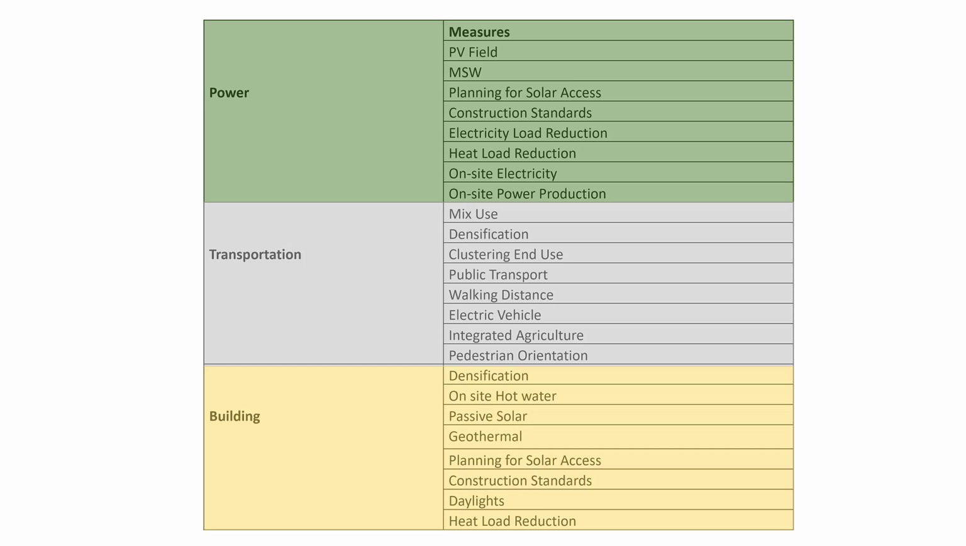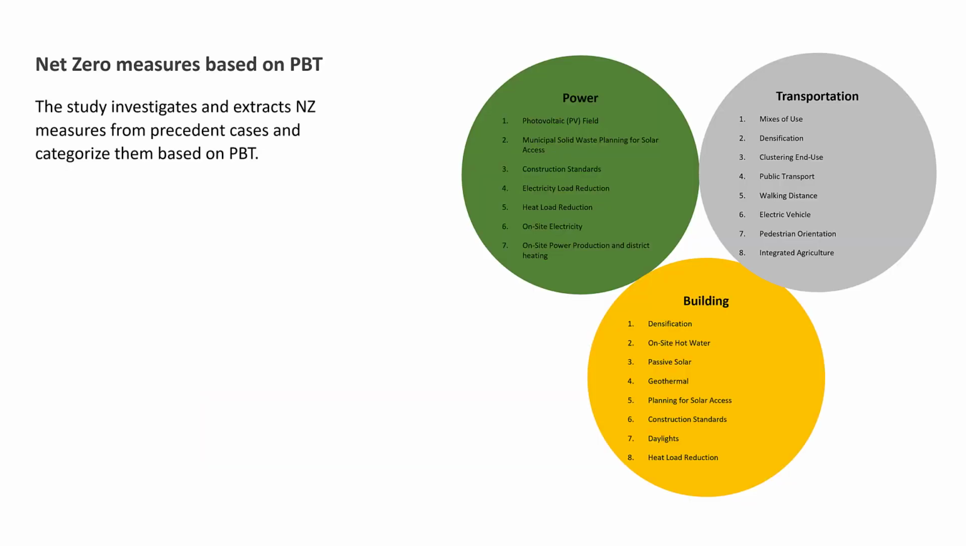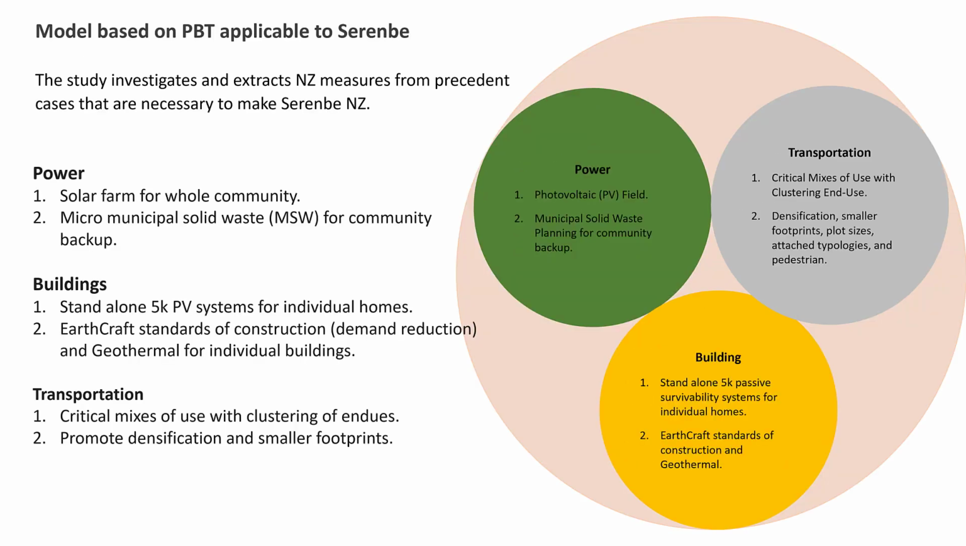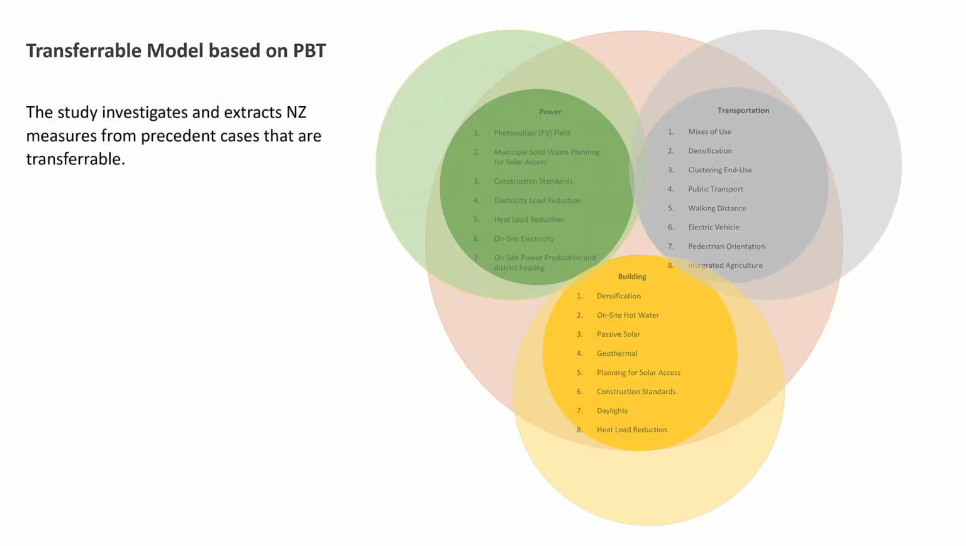At the end, after we extrapolated all these energy indicators from all of our precedent cases, we put them all together and categorize them in 3 sectors of power, transportation, and building, which form our model. Then after evaluating our case study, we see which of these energy indicators are a good match for our case and which are applicable to Serenbe and can help Serenbe become net zero. This model will also be transferable to other community contexts based on their climate and geometry. They decide which of these energy indicators are a better match for those communities and can help those communities become net zero.